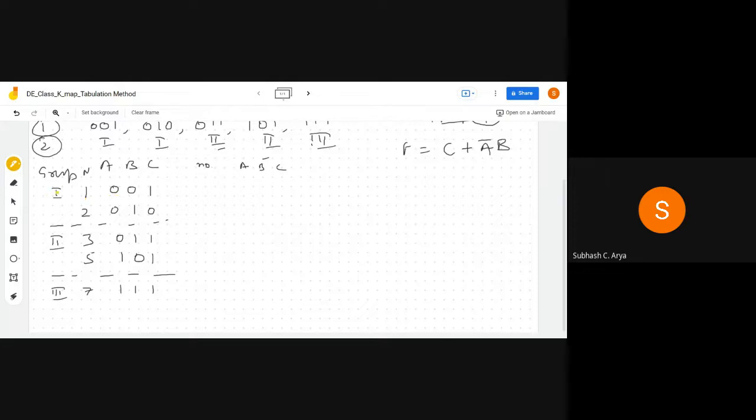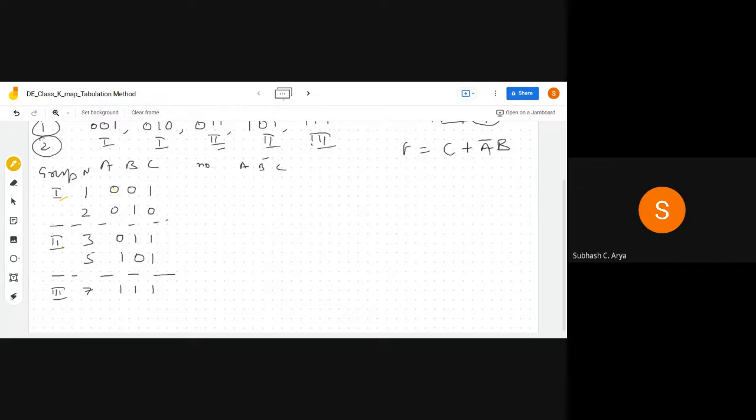A member in group 1 should be compared with a member of group 2. Members of group 1 are 1, and members of group 2 are 3 and 5. So we have to compare, but there is a condition that they can be compared only if there is only one bit change. If there is more than one bit change, then it cannot be compared. So let us see 1 and 3, whether they are comparable, by comparing bit by bit.